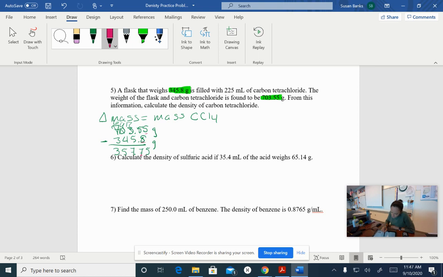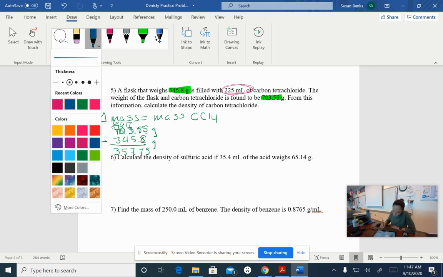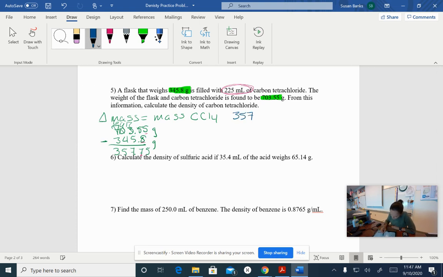So we say that we filled this flask up to 225 mils. So we can take our mass divided by the volume and get our density. I'm going to change color here. So we have a mass of 357.75, and we have a volume of 225 mils. And this will give us, let's divide that out. This will give us a density of 1.59 grams per mil.